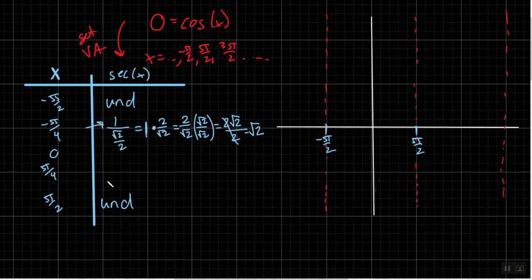Guess what? At pi fourths, we have the same thing, right? 1 over square root of 2 over 2. Yes, so it's still going to be square root of 2. Okay, we got to 0. I'm just going to put an arrow there. I should make this bigger next time. Okay, at 0, what is cosine? 1. So I have 1 over 1, which is just 1. So my values right now are undefined, square root of 2, 1, square root of 2, and undefined.